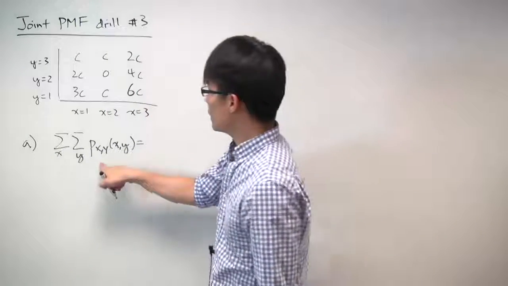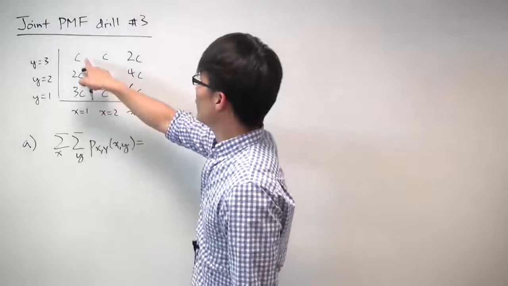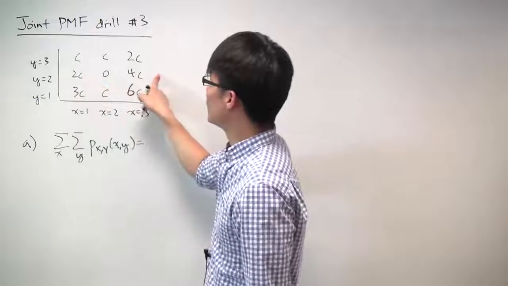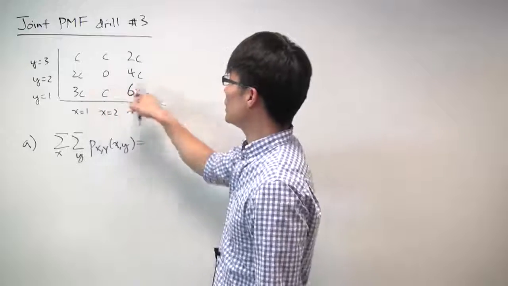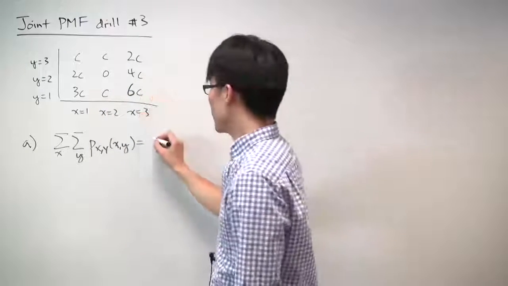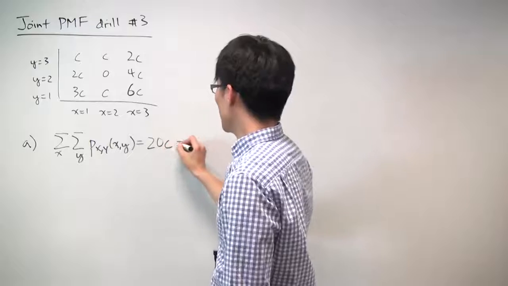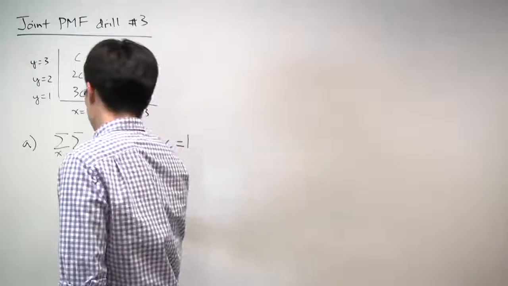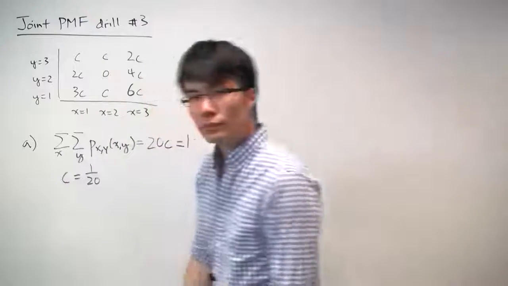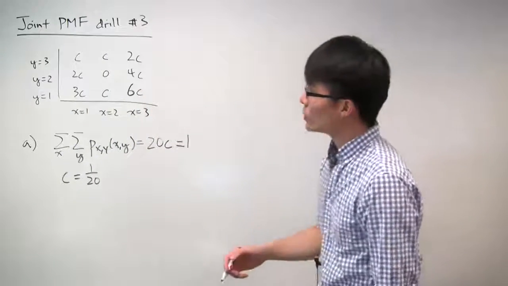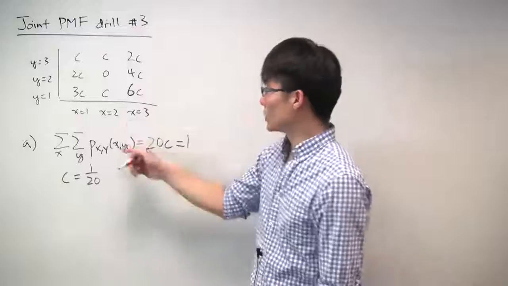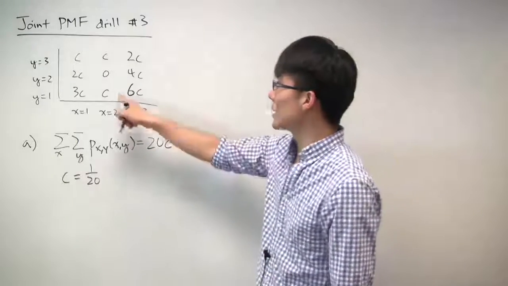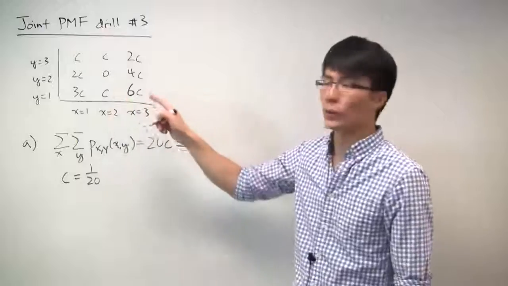And well, let's just add these up then. We have 1, 2, 4, 6, 10, 13, 14, 20 c's. So the sum is 20c, and we know that it has to equal 1. So that tells us that c is 1 over 20. Okay, so that wasn't so bad. Just using this identity to calculate what the c is. So now we know exactly what all these numerical values are.